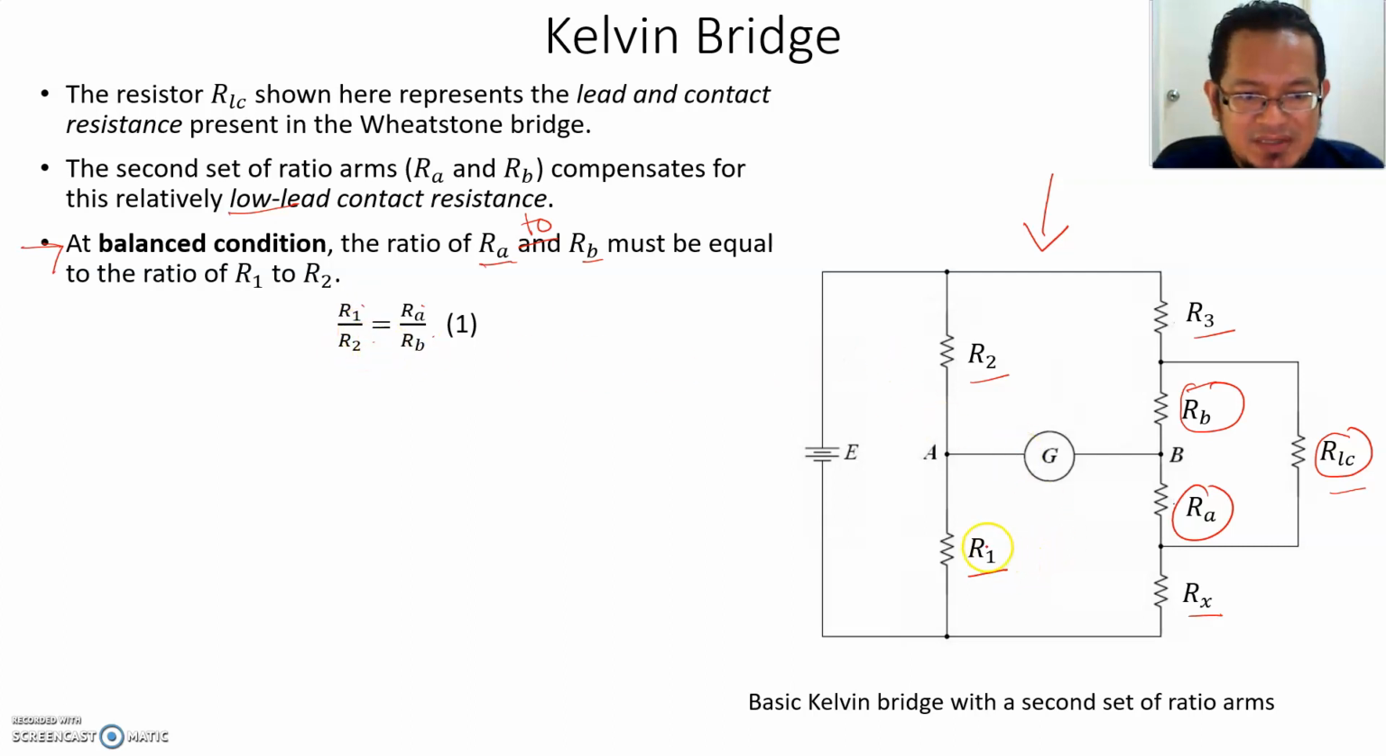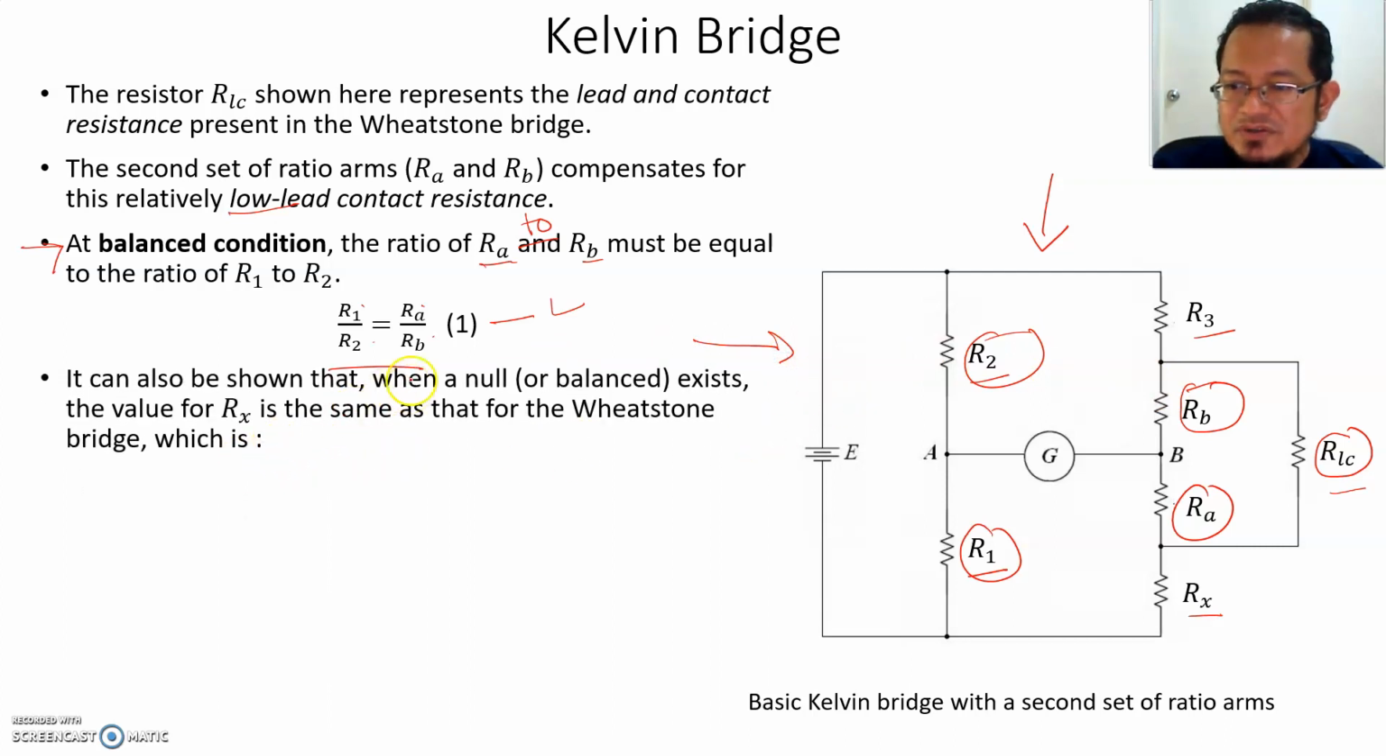Remember, where is RA? RA is here, R1 is here, R2 is here, and RB is here. The position of the resistors must match this equation. Let's say, for example, you see a problem that has different values, like R3, R4, R6, or whatever number you want to put, but please make sure the position is correct according to this figure.